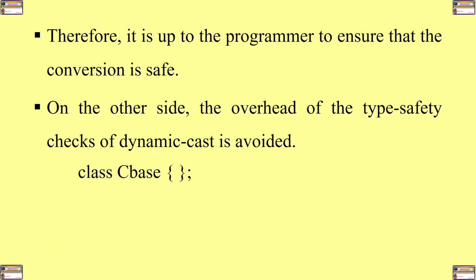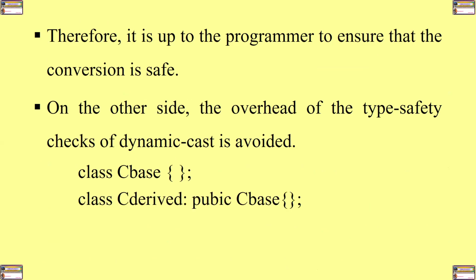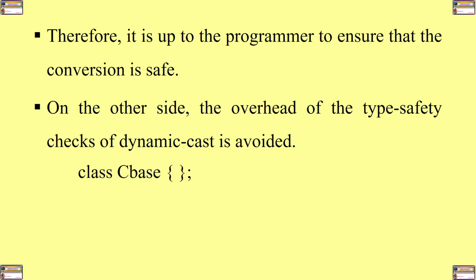For example, if we have a class called CBase, which is empty, coded as follows, then we can have CBase having a public scope. Let me rephrase this statement.